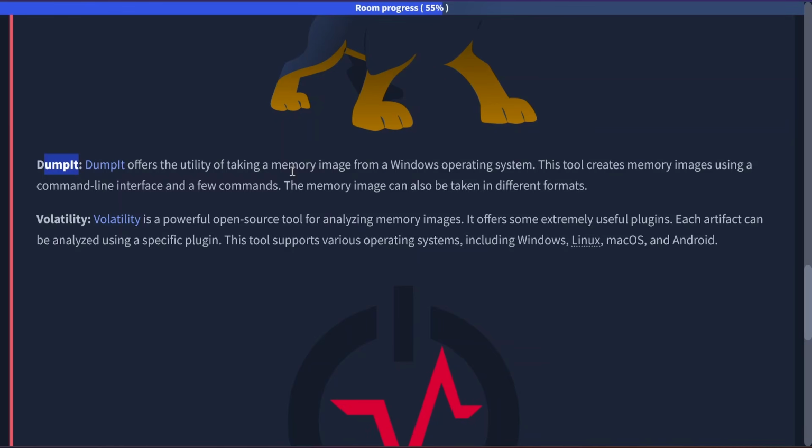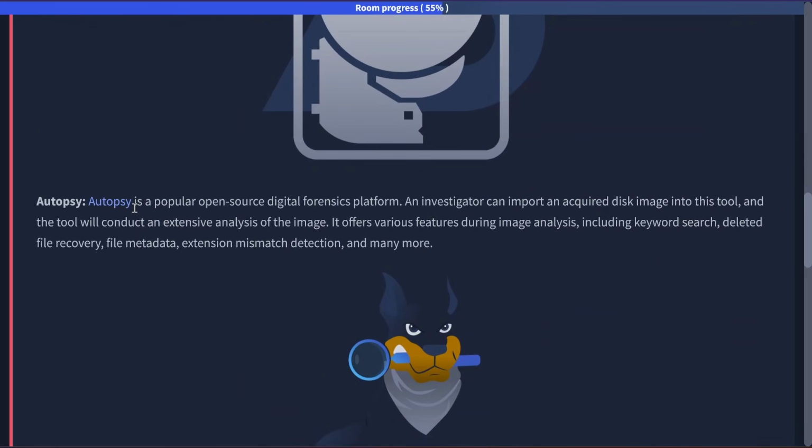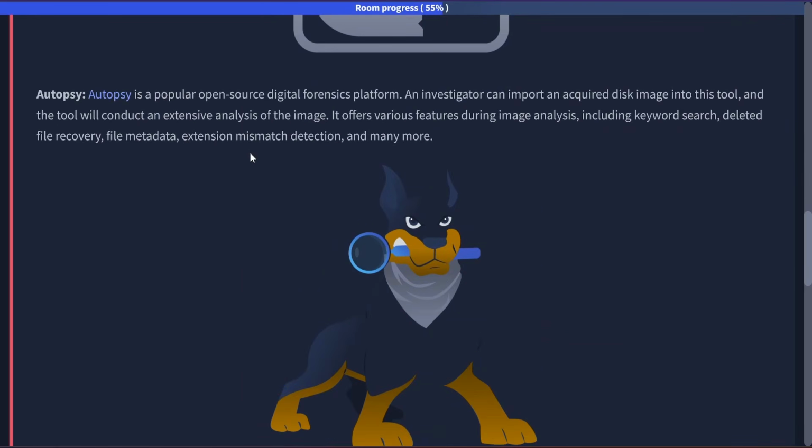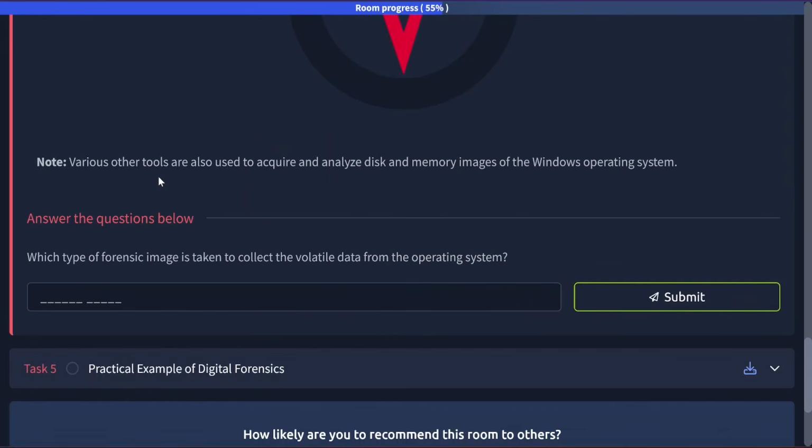So again, is this one Windows only? Yeah, so I think DumpIt is Windows only. Volatility can work on all OSs, and it's similar up here. FTK Imager is for Windows, but Autopsy, you can do that on Linux, Mac, really anything. And then it says down here, there's lots of other tools.